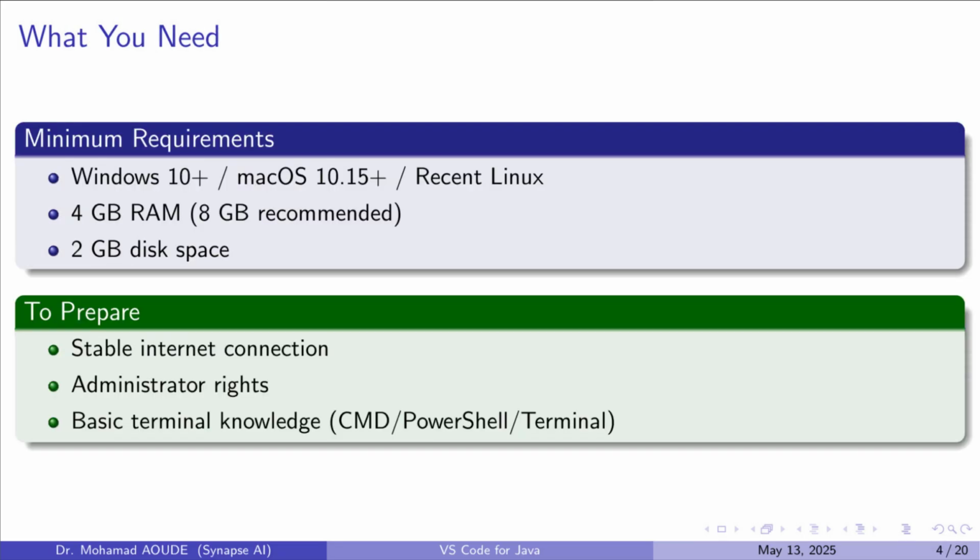Before we dive into installation, let's quickly check what you need to have ready. You'll need a computer running a relatively recent operating system, Windows 10 or newer, macOS 10.15 or newer, or a recent Linux distribution. You should have at least 4 GB of RAM, but 8 GB is recommended for better performance, especially as your projects grow. Make sure you have at least 2 GB of free disk space for the necessary software. Also, ensure you have a stable internet connection for downloads, administrator rights on your machine to install software, and basic familiarity with using your computer's terminal, command prompt, CMD, or PowerShell.